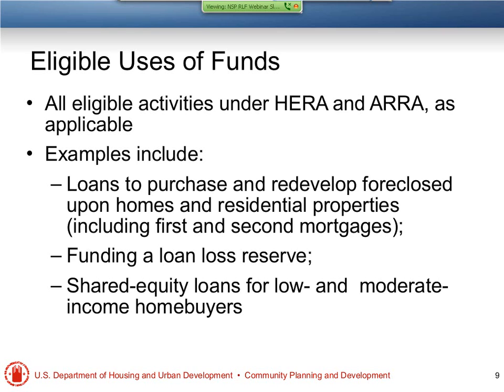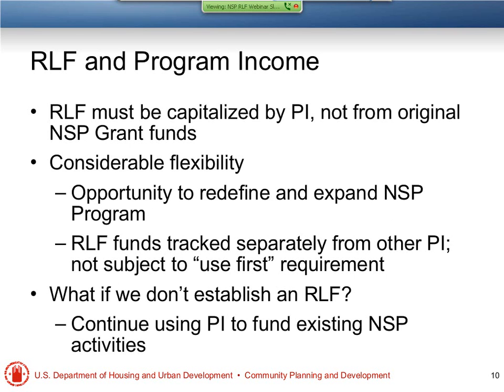Now, what could you do with those funds? Some examples of activities would include loans to purchase and develop foreclosed houses. You could fund a loan loss reserve. You could make loans to home buyers for first or second mortgages or for shared equity loans. These are just some examples of things that you might do with a revolving loan fund. And quite frankly, you could also do those same things with program income.